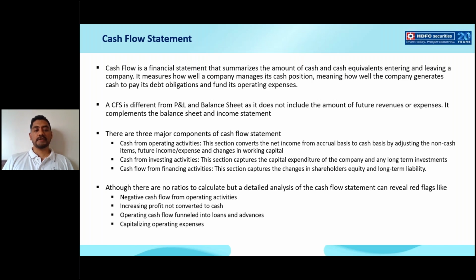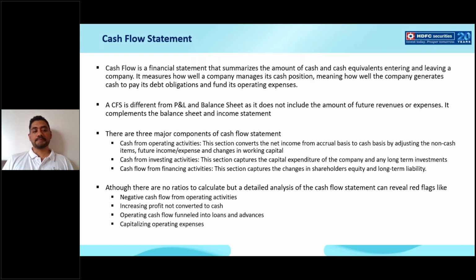Then comes the cash flow from investing activities. This section captures the capital expenditure of the company and any long-term investments. Whenever the company goes for an expansion, it needs to buy land, plant and machinery. So that's a long-term investment. That's a capital expenditure of the company. So any expenses made on that front are captured in this cash from investing activities.